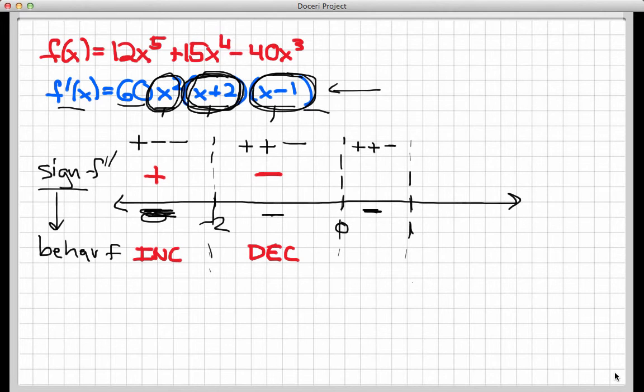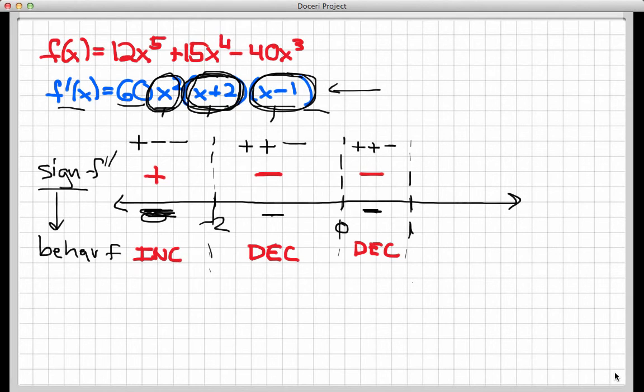And so f prime, which again is the product of those three things, will be a negative times a positive for no matter what x value you choose in that interval. That means f prime is going to be negative throughout that interval, and so f is going to be decreasing throughout that interval. Finally, let's look at the last interval here from 1 to infinity.